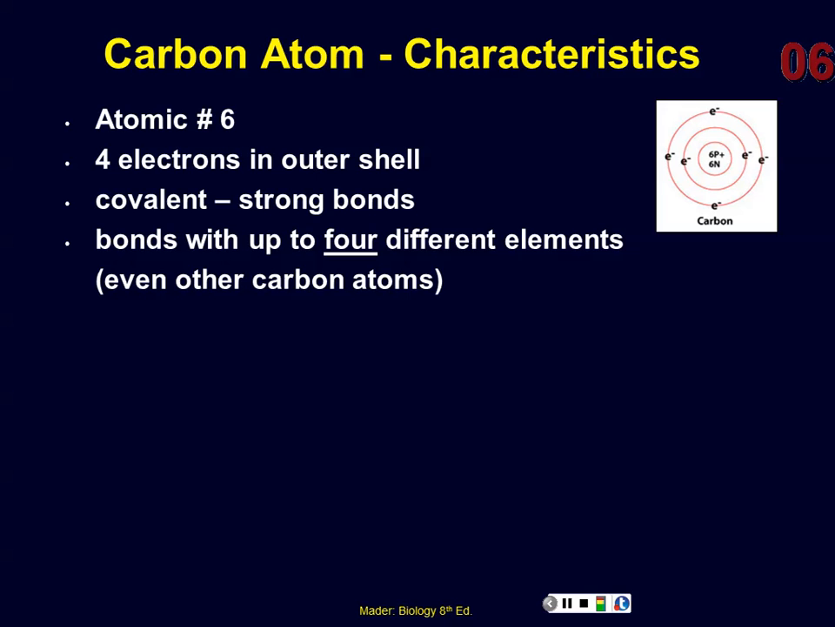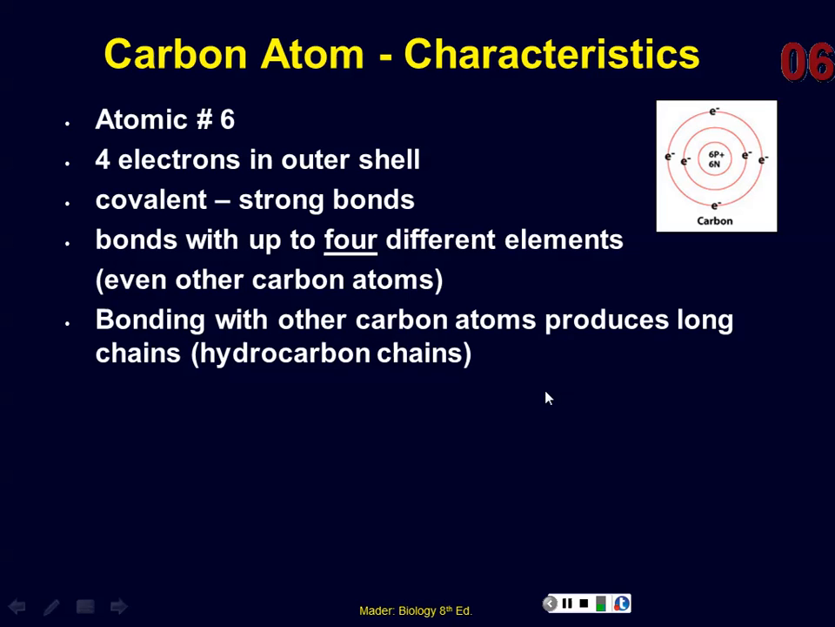So what you have with carbon forming covalent bonds with other atoms is the ability to form these long chains that we talked about in chapter 2. You can have carbons bonded with other carbons that are bonded with other carbons, and you end up with these long chains of carbon atoms. These structures form the backbone of the organic molecules that we're going to talk about. We call them hydrocarbon chains. So bonding with other carbon atoms produces long chains that we call hydrocarbon chains.